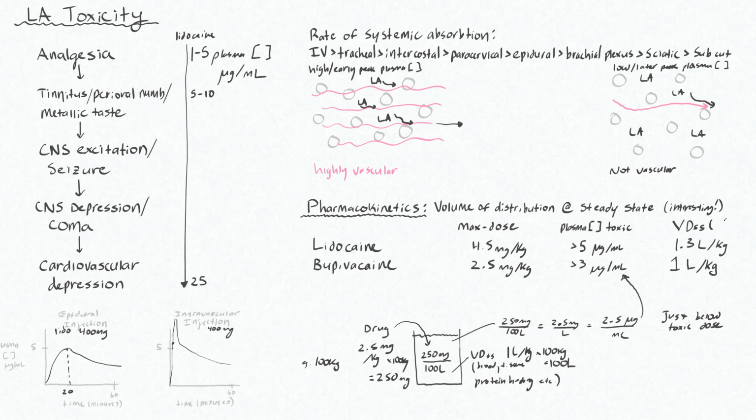Also worth mentioning that these volumes of distribution are as defined in a healthy person. So someone with hepatic or renal or cardiac dysfunction will have a different volume of distribution. And also, very importantly, drug clearance will be affected by all those things. So a maximum safe dose of bupivacaine is not the same for a healthy person as it is for someone with renal or hepatic dysfunction.